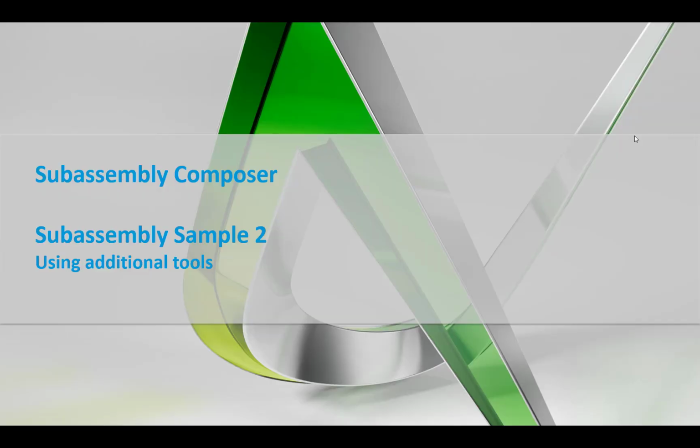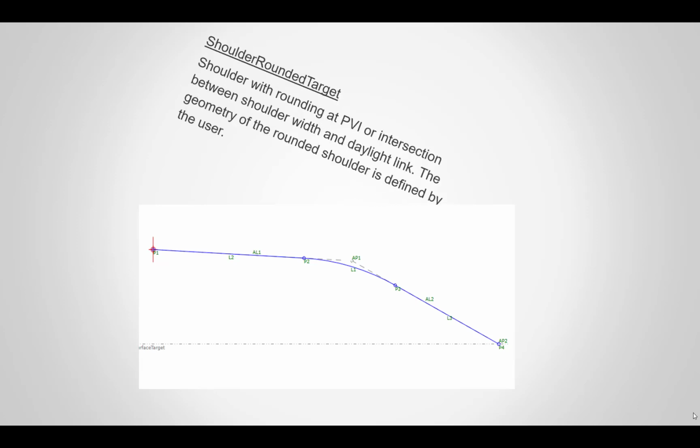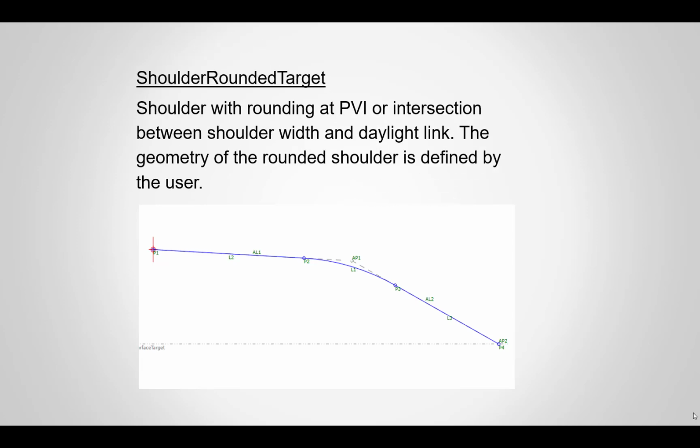Hello, for this session we're going to look at a second subassembly sample using some additional tools. In Subassembly Composer, you've got a wider range of tools. The first session we looked at using some basic point link shapes. This time we're going to do a rounded shoulder target subassembly.